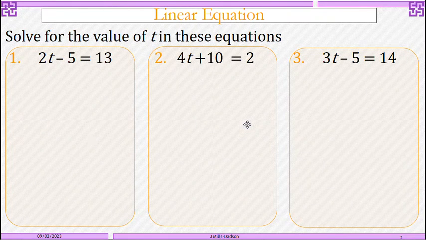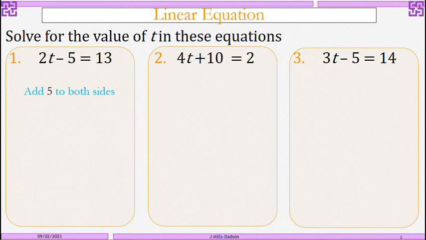In today's lesson, we'll be talking about solving linear equations using the balancing method. The balancing method means whatever you do to the left-hand side of the equation, you do the same to the right-hand side. So using the balancing method, we get rid of all the numbers around the letter, but the number next to the letter is the last thing to get rid of. So we're going to get rid of minus 5 before we get rid of the 2 that's multiplying t. So let's look at how this is done.